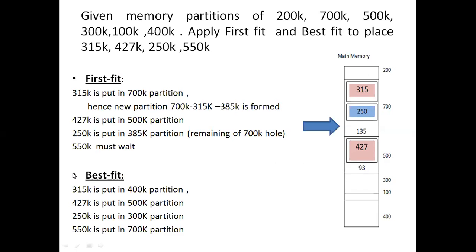Then the last one is 550. Is there any block which is big enough to fit that process? No. So this process is made to wait until any of the previously allocated processes comes out. Even if this process comes out, it's not big enough because it wants 550. Okay, then how about best fit? The 315 process comes in. Will it take up the 700?